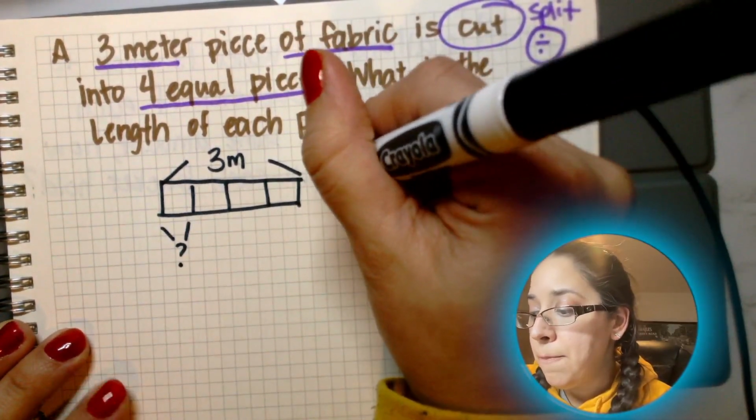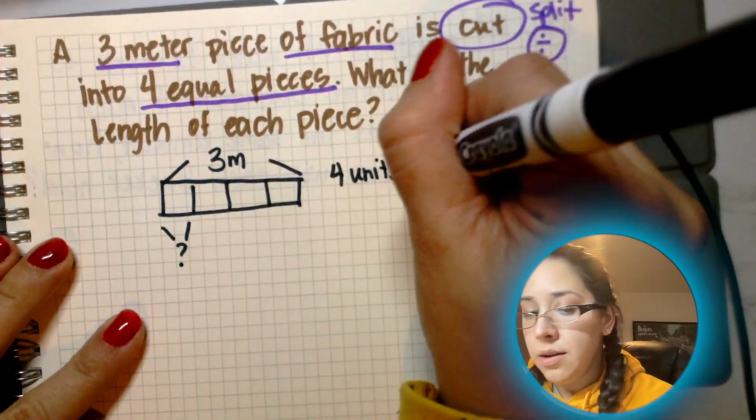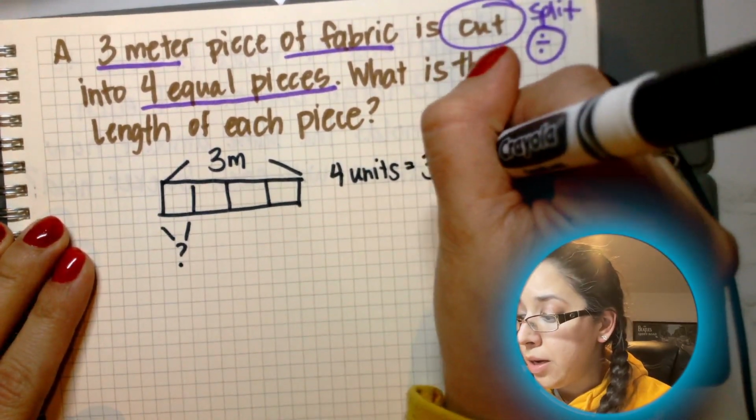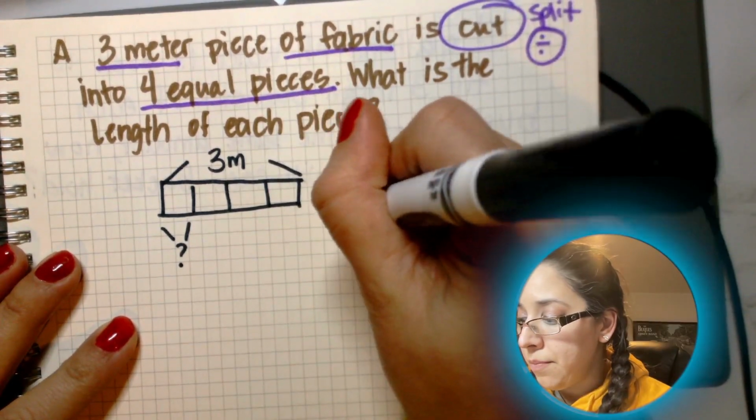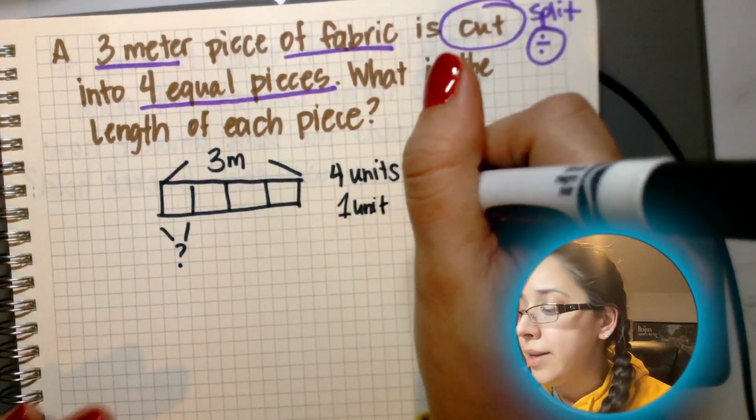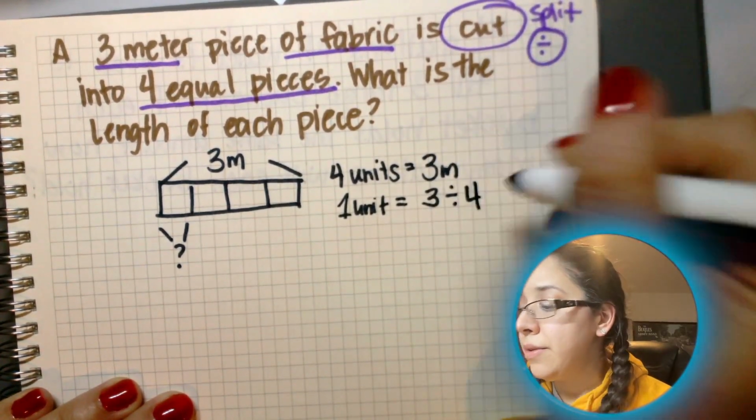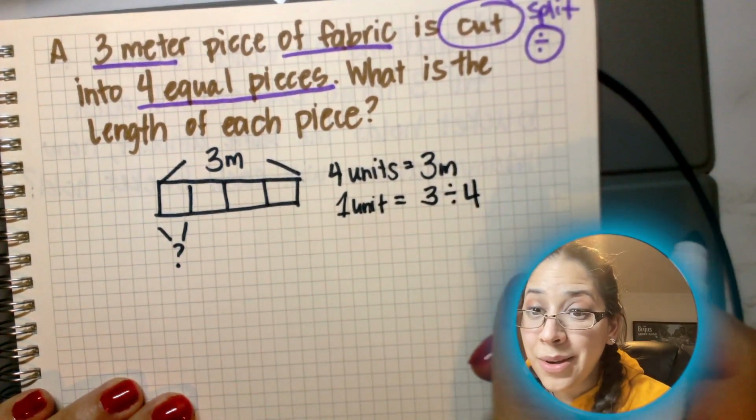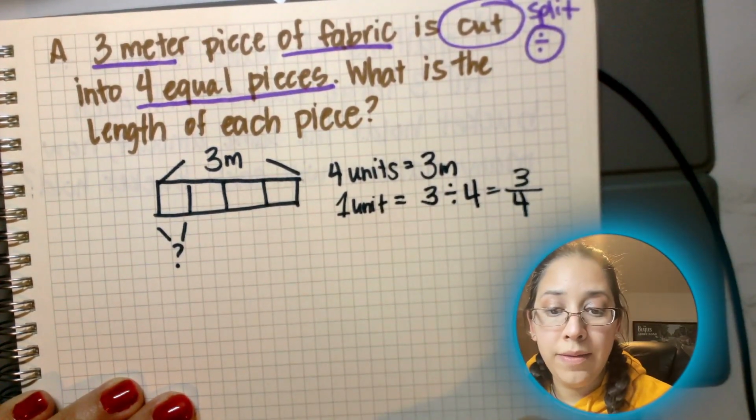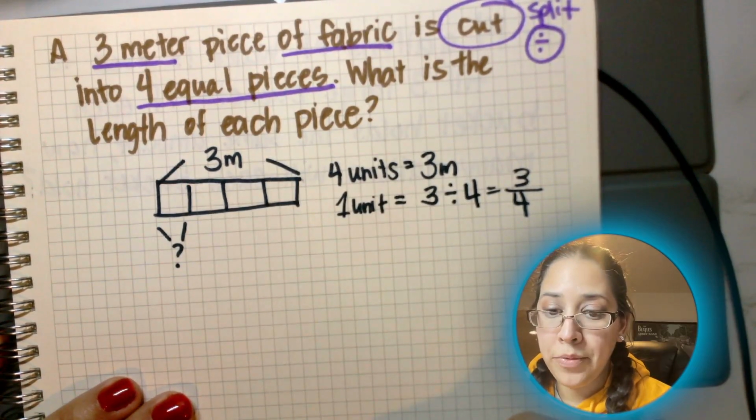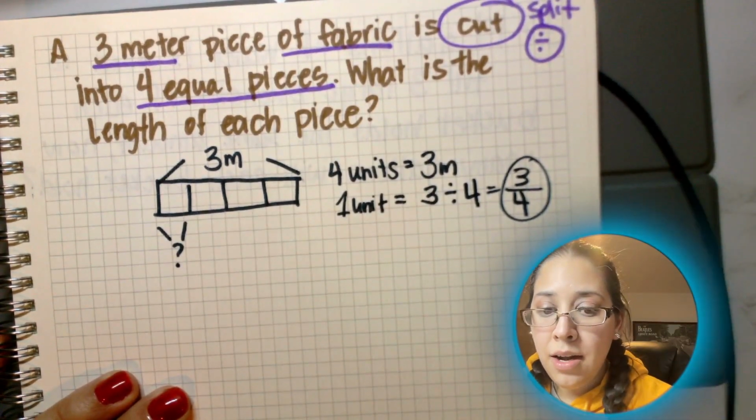So if I have 4 units, all 4, I have a total of 3 meters. But if I'm trying to find 1 unit, what I'll be doing is taking that 3 meters and dividing it into 4. Another way that you could write this is writing 3/4. 3 divided into 4. So we could just say that's our answer.